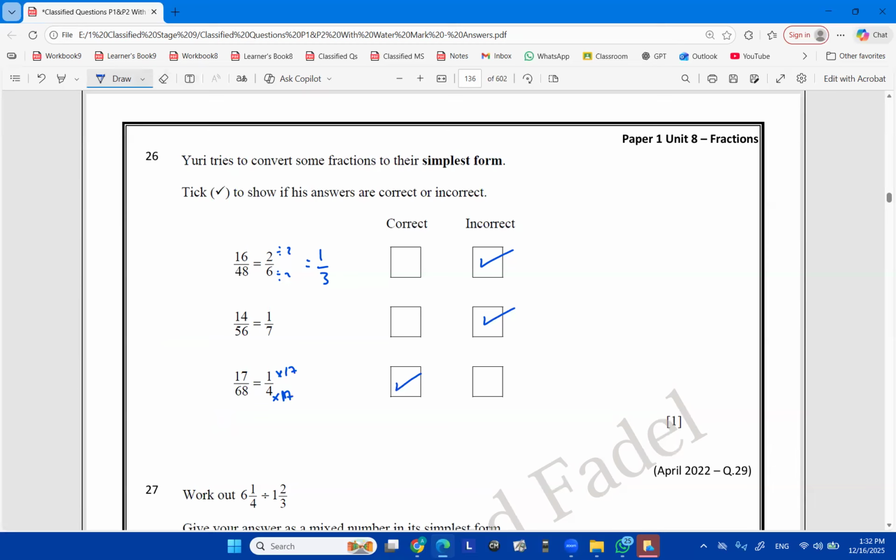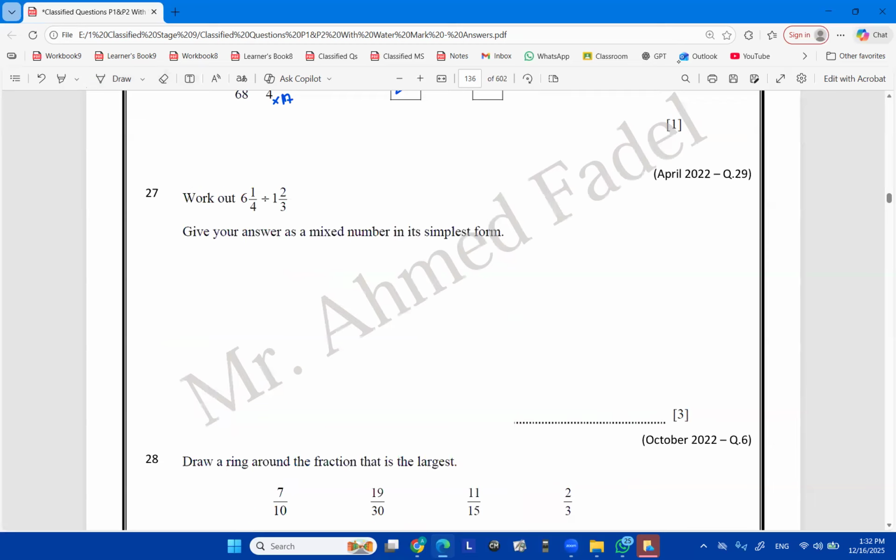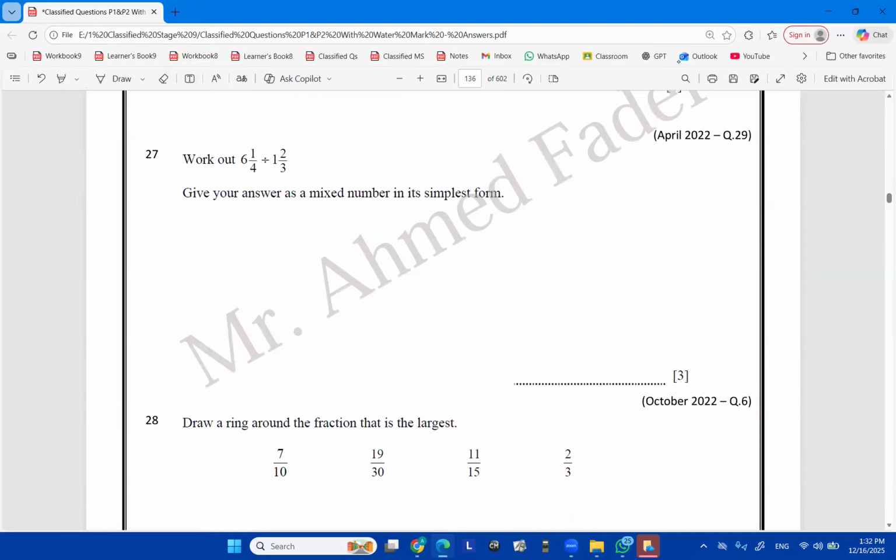All right, next question says to you, work out 6 and 1/4 divided by 1 and 2/3. Keep change flip, mister, after you convert this into an improper fraction. So 4 times 6 is 24, plus 1 is 25 over 4. Divided by turns into multiplied by. 3 times 1 is 3, plus 2 is 5. So it is 5 over 3. But after the multiplication, we flip, so it would be 3 over 5.